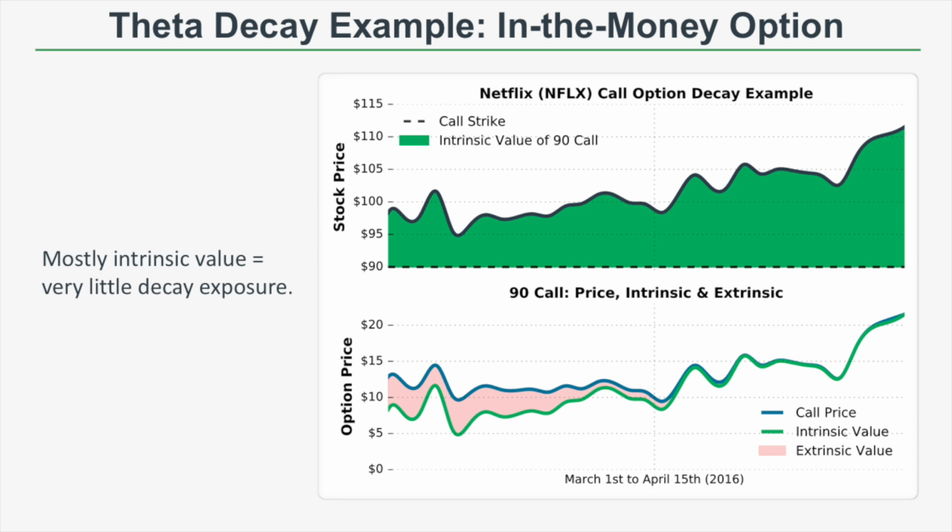Now if you look at the bottom half of the graph, you'll notice that this 90 call option doesn't really have that much extrinsic value at all over the whole period. In fact, most of its value is intrinsic. So this just goes to show that, since this option has mostly intrinsic value and very little extrinsic value, this option doesn't suffer that much from theta decay.